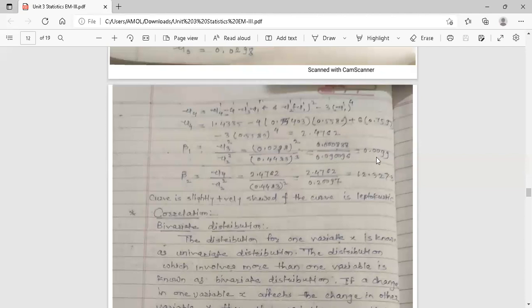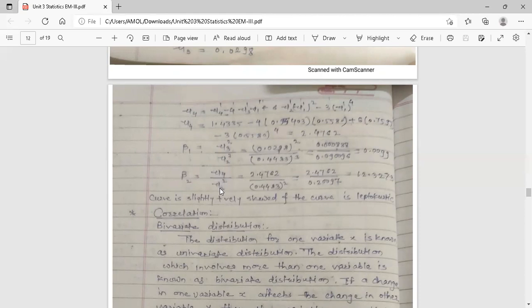This value is very small. It is near to 0. So the curve is slightly positively skewed, or is near to the general shape, the normal shape. The curve shows symmetry, but slight positive skewness is there because its value is 0.0099.